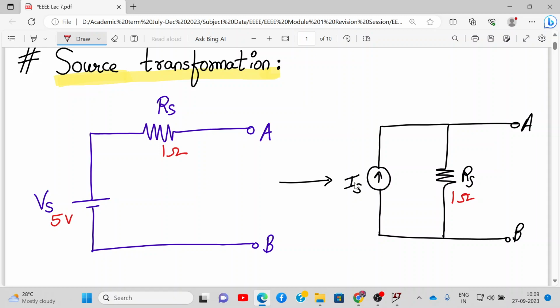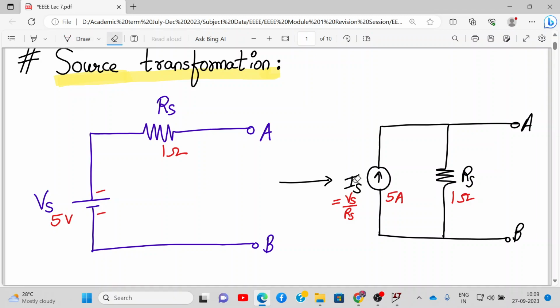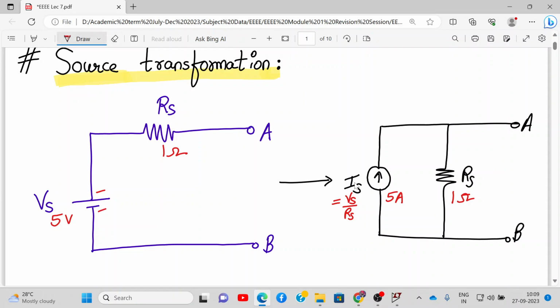What about the current source? Current source will be voltage source divided by resistance. So here it will be 5 amperes only. And the direction of the current is directed from negative to positive. So this is what happens when we apply source transformation to a voltage source with a series resistance. It gets converted into a current source with a parallel resistance.